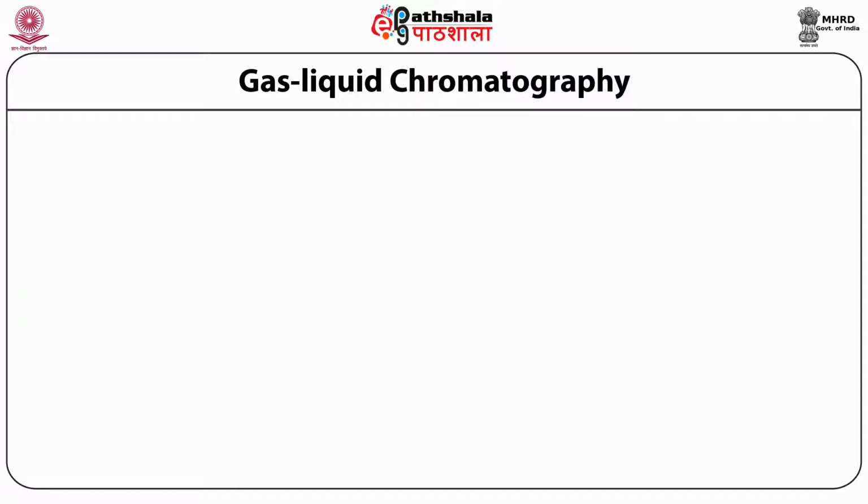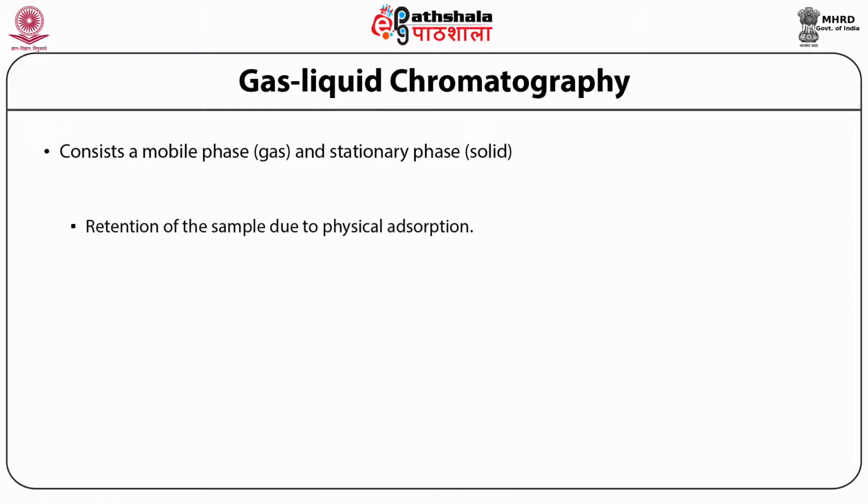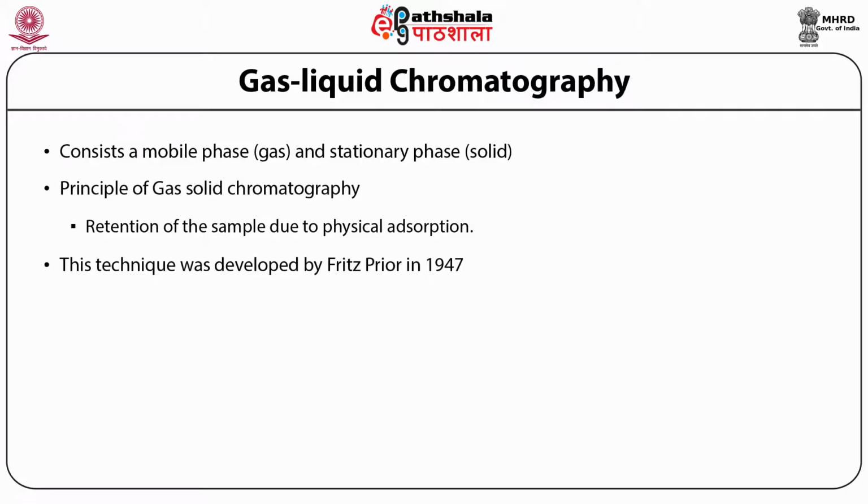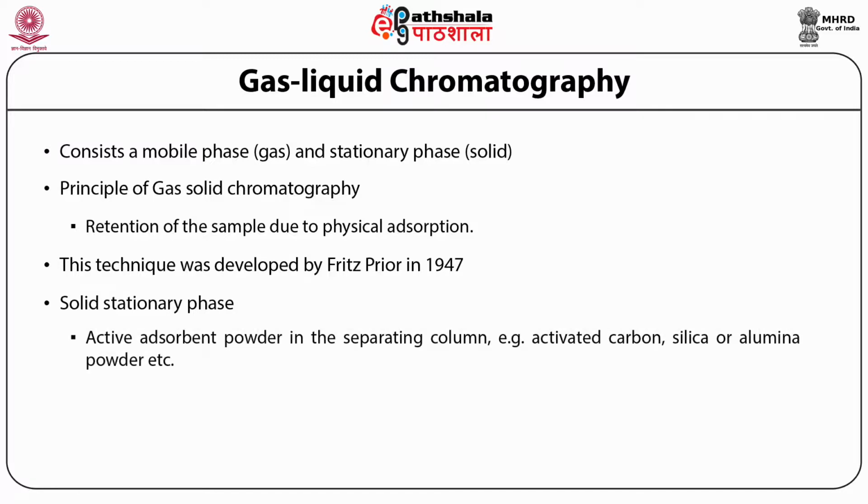As the name of the technique suggests, gas-solid chromatography consists of a mobile phase that is gaseous in nature and a solid stationary phase. Here the retention of the sample components is due to physical adsorption. Gas-solid chromatography was developed by Fritz Prior in 1947. A solid stationary phase consisting of an active adsorbent powder is filled in the separating tube.